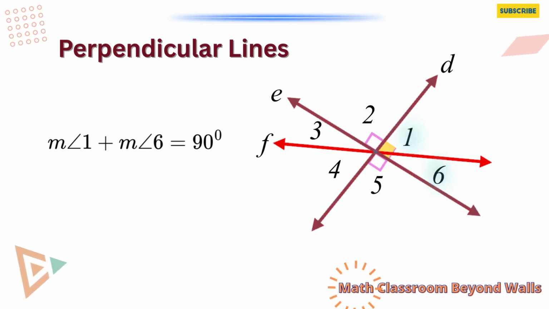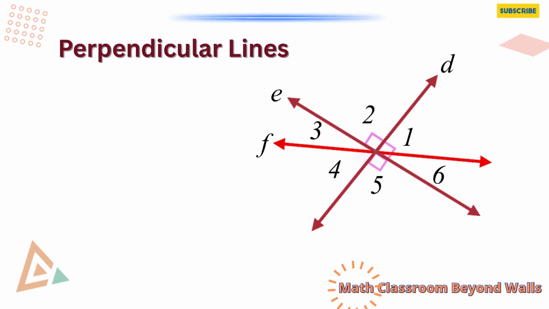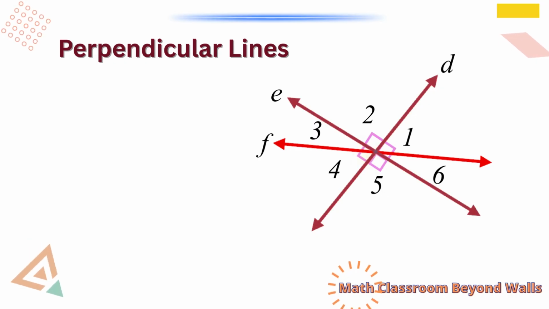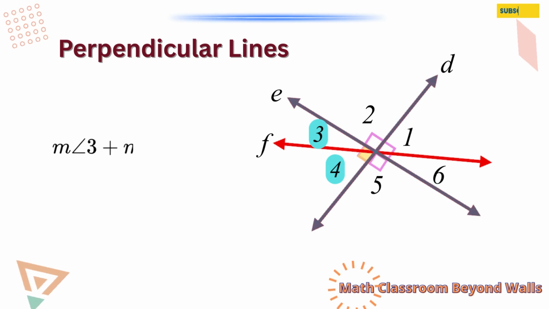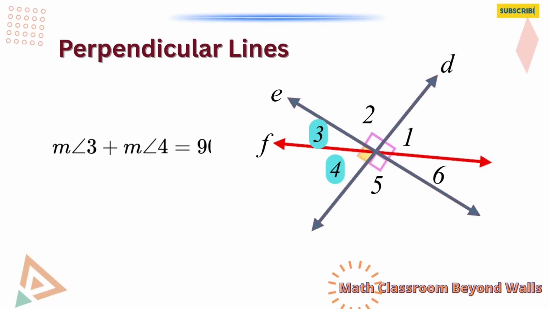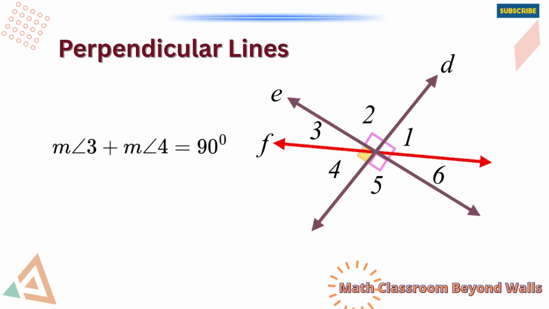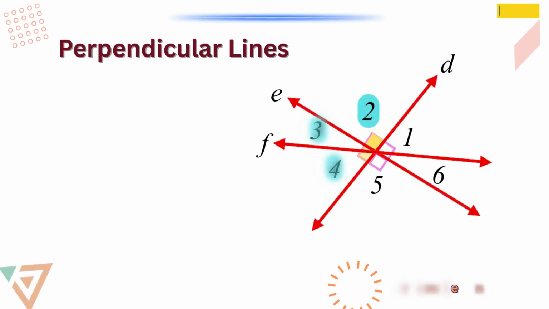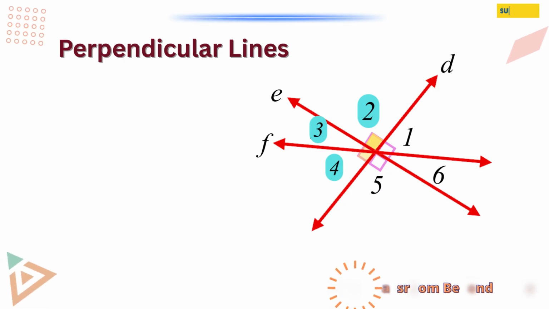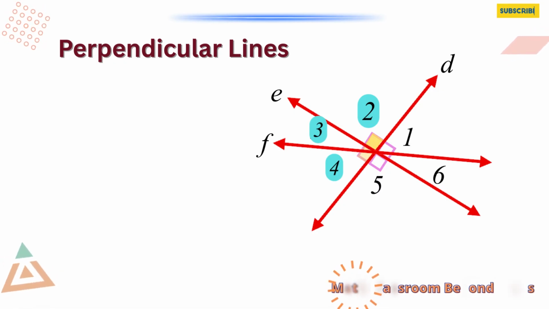Do you get it, learners? And here's the fourth one, which is on two angles as well. So the measure of angle 3 plus the measure of angle 4 is 90 degrees. Now, look at angles 2, 3, and 4, learners. What is the sum of the measures of these angles?